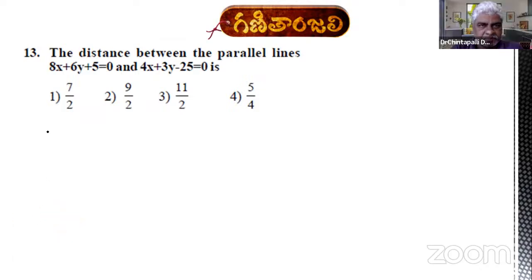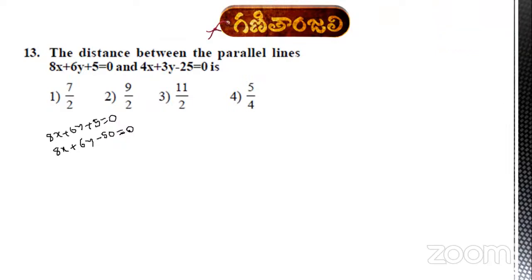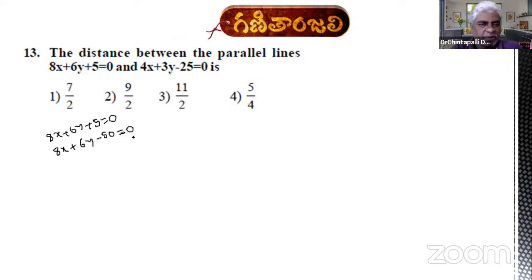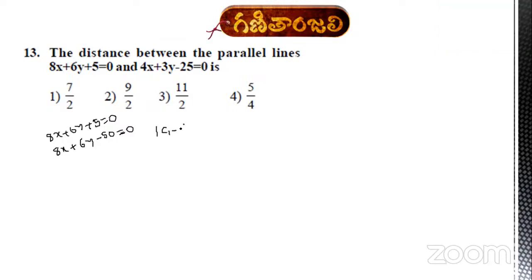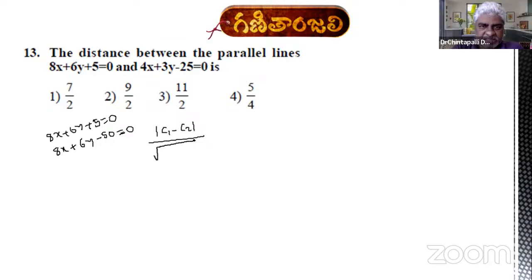The first equation is 8x + 6y + 5 = 0. The second equation is 8x + 6y - 50 = 0. These are the two equations, right? Now we use that formula. Tell what is the formula? Modulus of c1 minus c2, whole over the square root of a square plus b square.